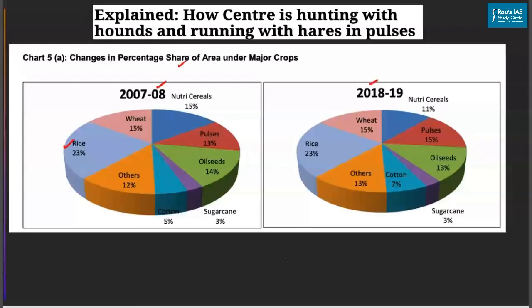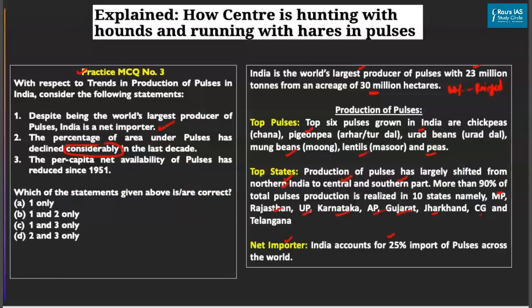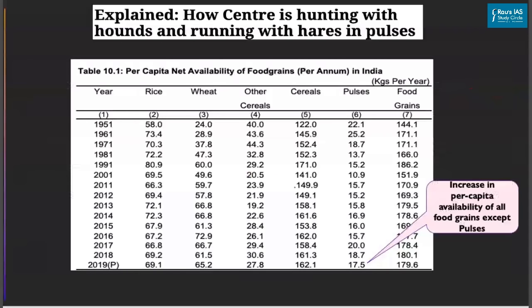As you can see, the percentage of area under rice and wheat has remained almost stagnant in the last one decade. As far as pulses is concerned, there is a slight improvement in the percentage of area under the pulses. So if you go back to the question here, the question says that it has declined considerably, which is actually wrong. The next one, it says that the per capita net availability of pulses has reduced since 1951. What do you think about this particular statement? Is it correct or false? You would be surprised to know that this particular statement is actually correct. As you can see in this particular table here, the per capita net availability of pulses in 1951, that was 22 kgs per year.